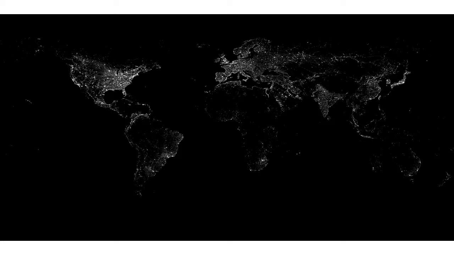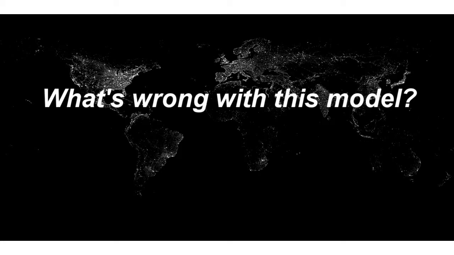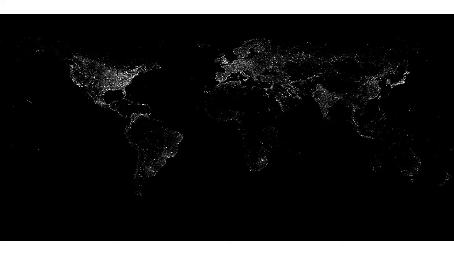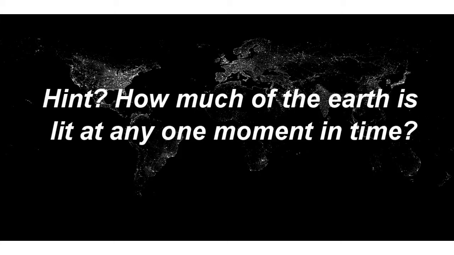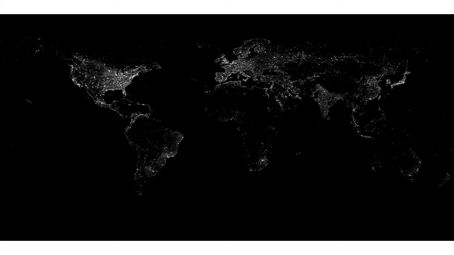Here is a model that was actually created by NASA. It shows the Earth at night. What's wrong with this model? I'll give you a moment to take a look at it. What do you think? Okay, I'll give you a hint. How much of the Earth is lit at any one moment in time? The answer is 1/2 of it. This model shows the entire Earth in darkness. This never happens in real life. If it ever did happen, it would be a sad day for all living things indeed. Let's hope that never does occur.